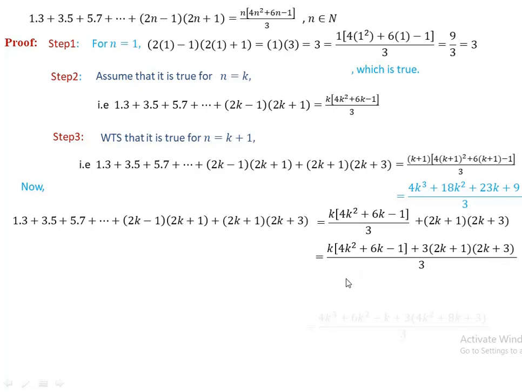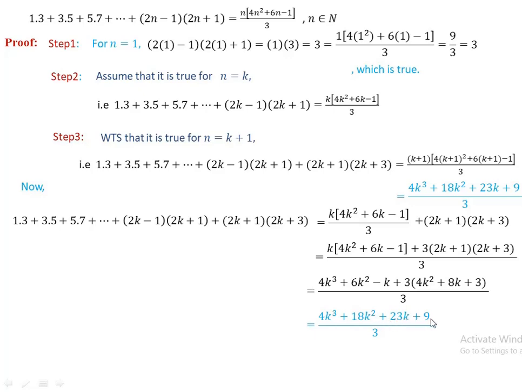Again, this can be simplified as (4k cubed plus 6k squared minus k plus 3 times (4k squared plus 8k plus 3)) all over 3. By multiplying by 3 and adding like terms, we have (4k cubed plus 18k squared plus 23k plus 9) all over 3, which is the required result, the same as the right hand side of our claim. So it is proved. Therefore, it is true for all natural numbers.